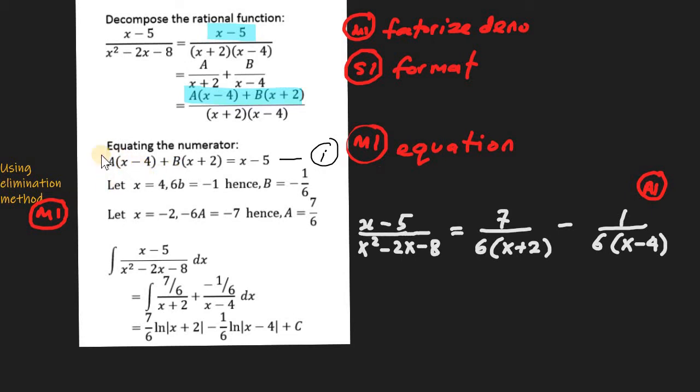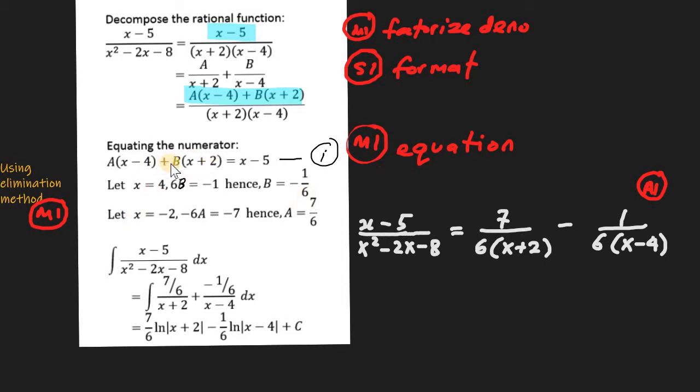For example, in order to eliminate A, we replace x as 4 in this equation. When we replace x as 4, we eliminate the A. For this part, we get 4 plus 2, which is 6B, on the right side 4 minus 5, which is negative 1. So hence we solve for B, which is negative 1 over 6.